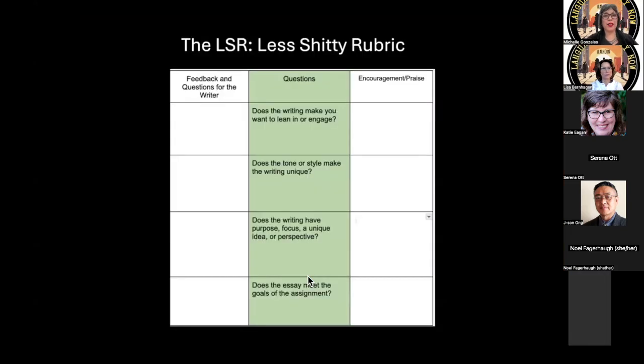So here's the rubric. It's called the LSR, the less shitty rubric. And I do give a lot of encouragement and praise. Sometimes those are like, "Lisa, I really loved what Lisa was talking about and not using judgmental language," but I do use it as a way to give students encouragement, because a lot of the students that we're teaching do feel really scarred by their education in English in the United States. The feedback section is for feedback and questions for the writer. And in some places you could just answer yes or no.